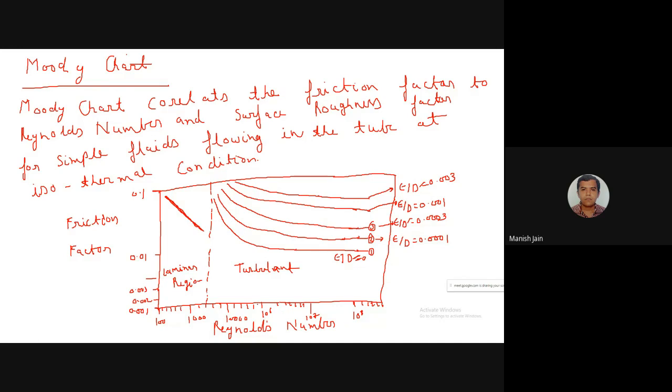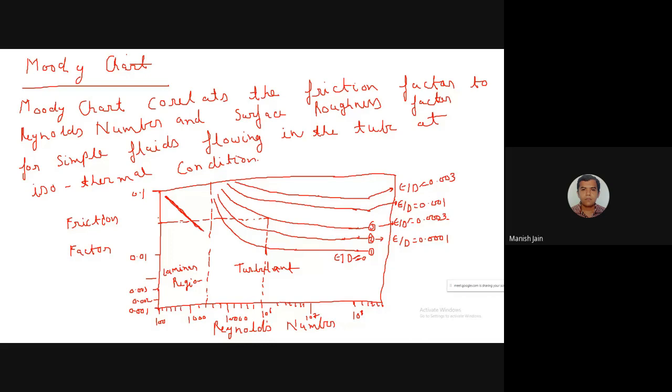Then what is the value of epsilon by D? Suppose the value of epsilon by D for your system is 0.00029. So 0.00029 is near to 0.0003. So go from the 10 to the power 6 to curve 3. This is curve 3. Here you have the value 0.0003. Then move in the horizontal direction, and you will get the exact value of the friction factor.